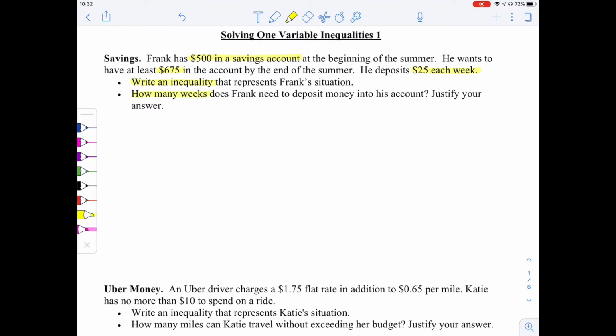Okay, so how many weeks does Frank need? Let's look at the information that we have. Frank has $500 first, so $500 in savings. Let's write that out. He wants to have at least $675. He deposits $25 each week.